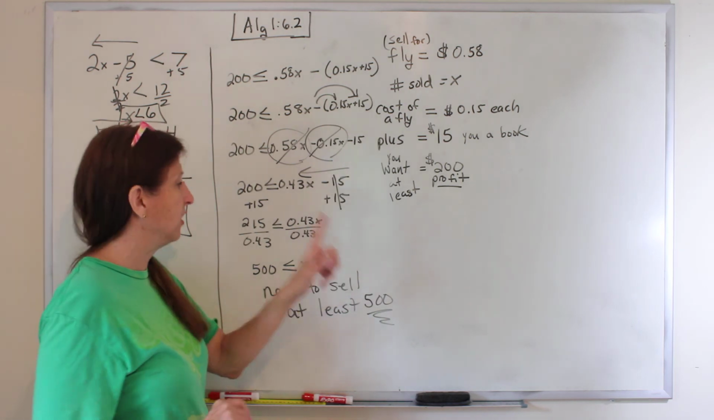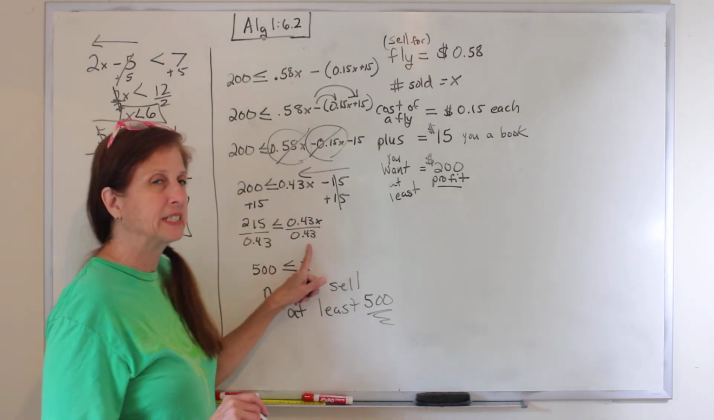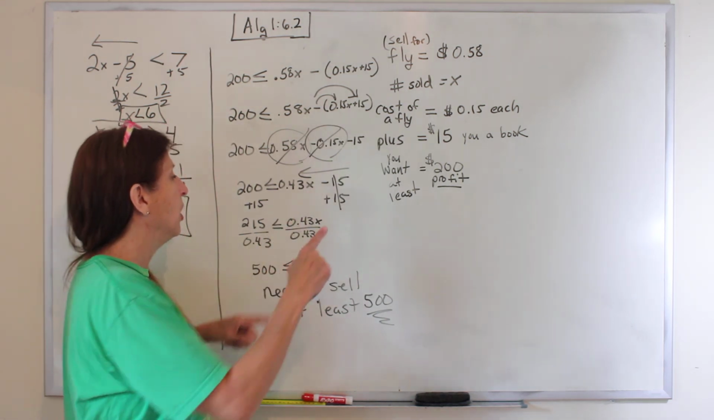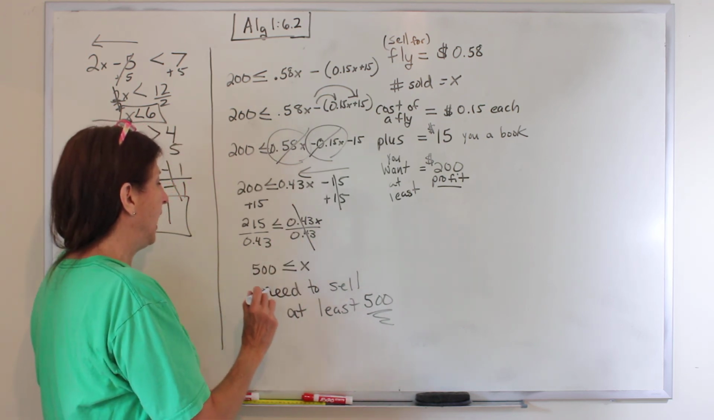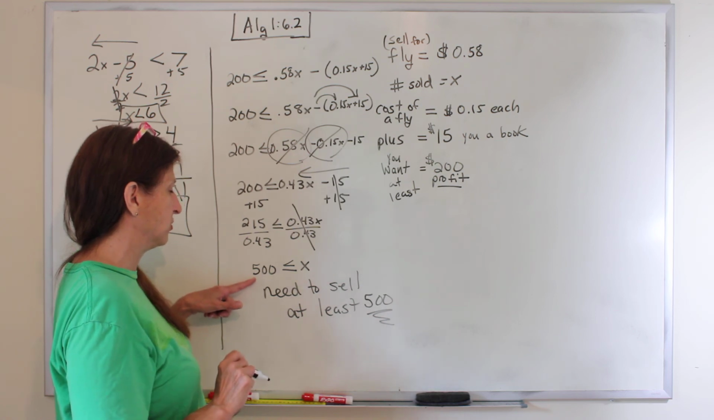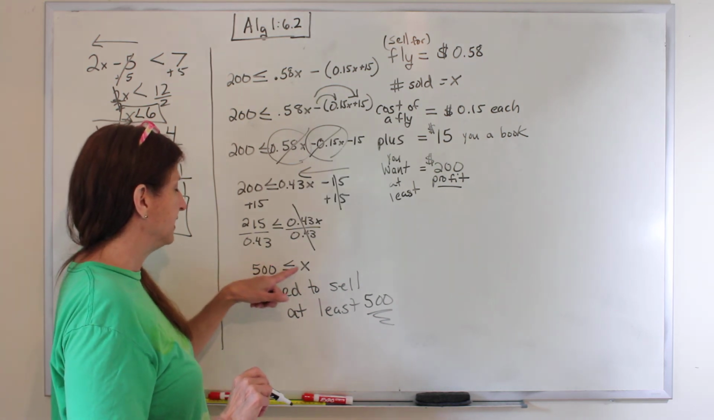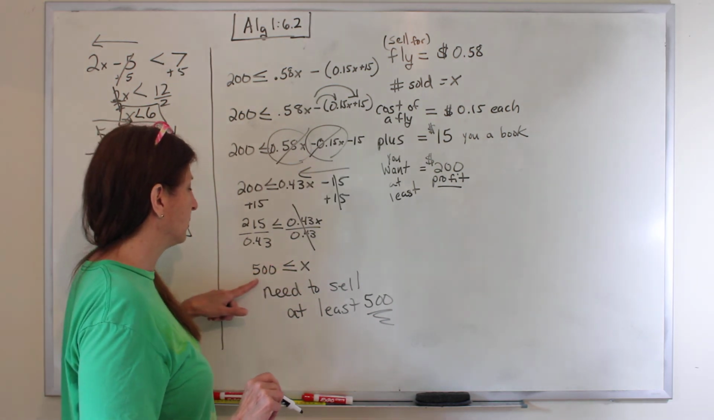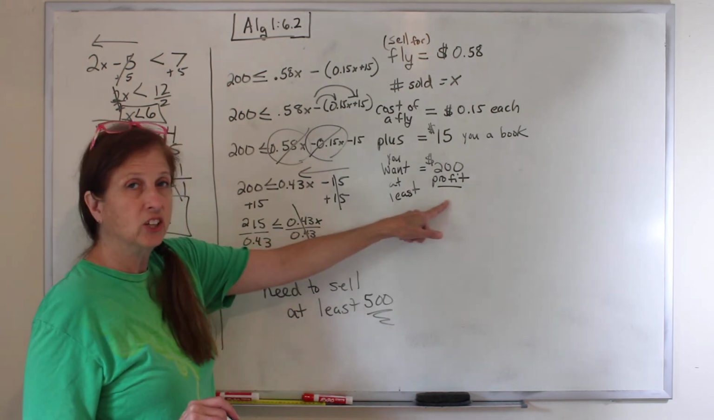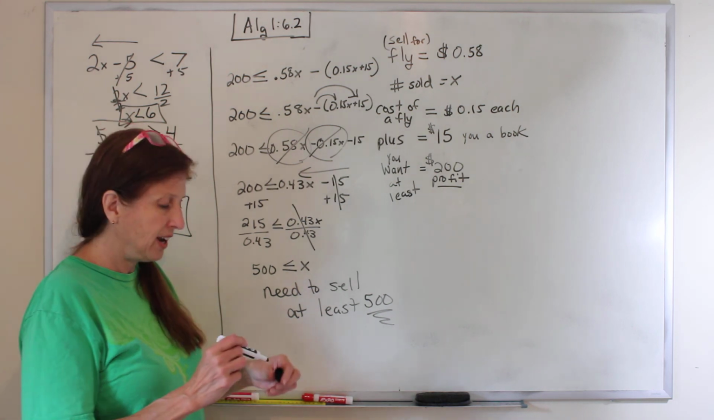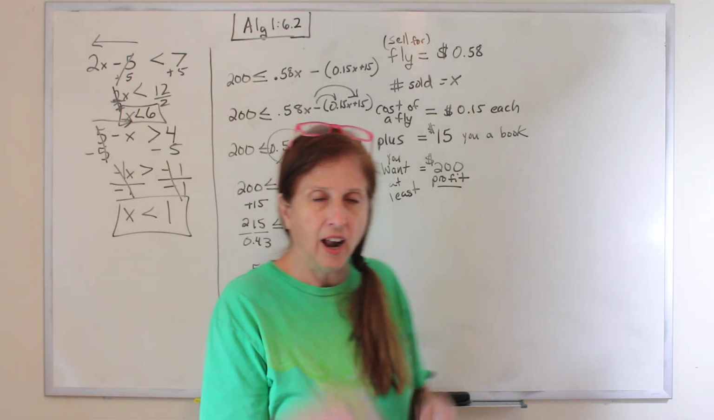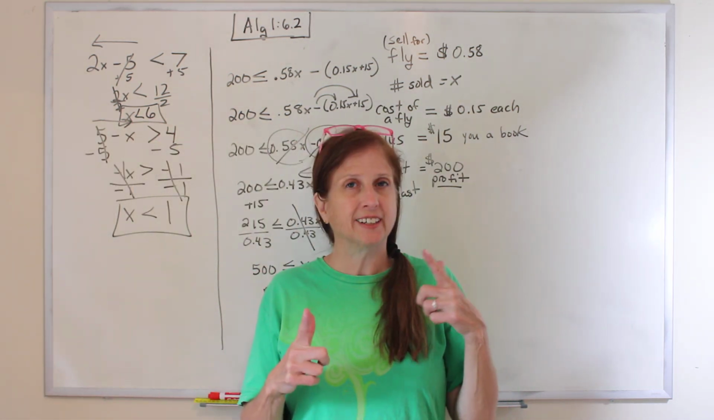Why is x not alone? It's being multiplied by 0.43. What's the opposite? Divide by 0.43. What you do to one side, you do to the other. Those cancel out. And this goes into it 500 times. So x needs to be greater than or equal to 500 for us to get $200. We need to sell at least 500. All right? Not too hard. I think you can do it. You just got to practice it. Math is great.